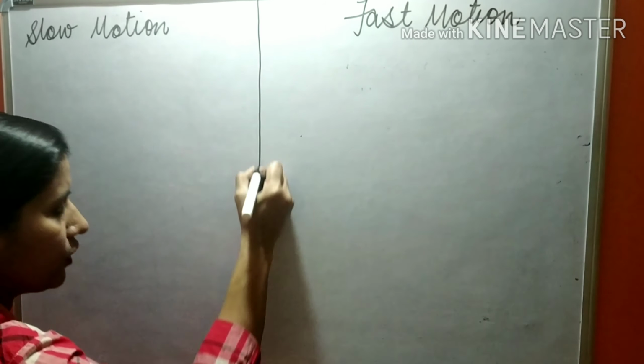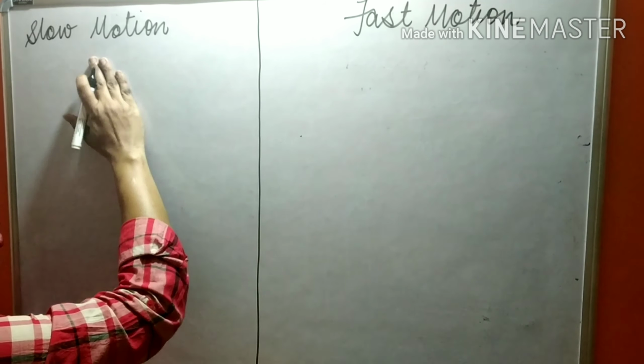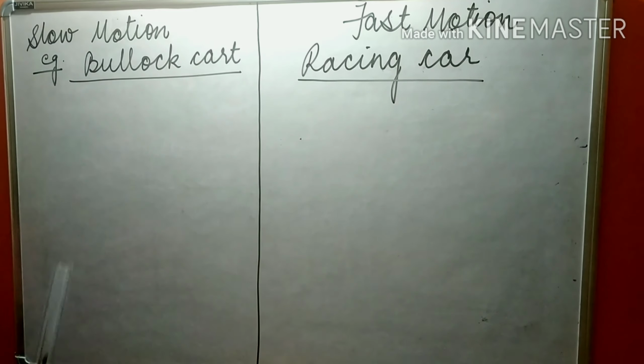Take a line in between so that we can easily differentiate slow motion and fast motion. Make a graph. So fatafat you also. So let's make a graph. So you do one thing.